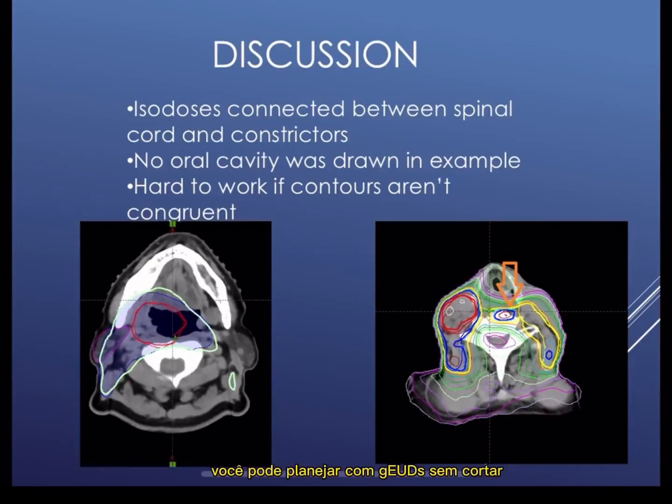You can plan with gEUDs without cropping, but it becomes a little bit more homogeneous in my experience, and you probably need to renormalize a little bit more. And if you were to crop your PTV without any buffer, I tend to see that you lose coverage on your superior-inferior interface between your 2 to 3 dose values.